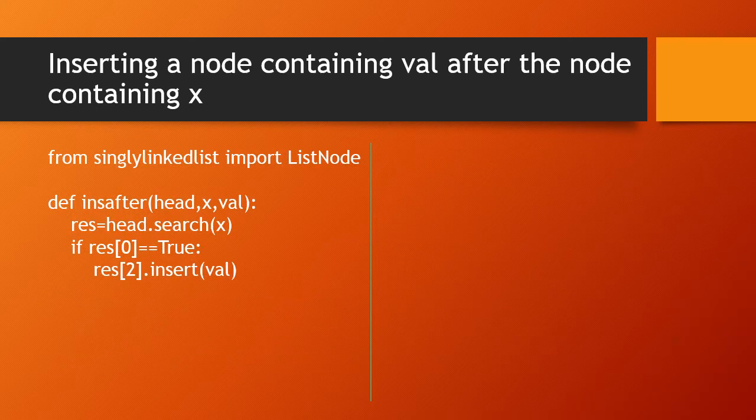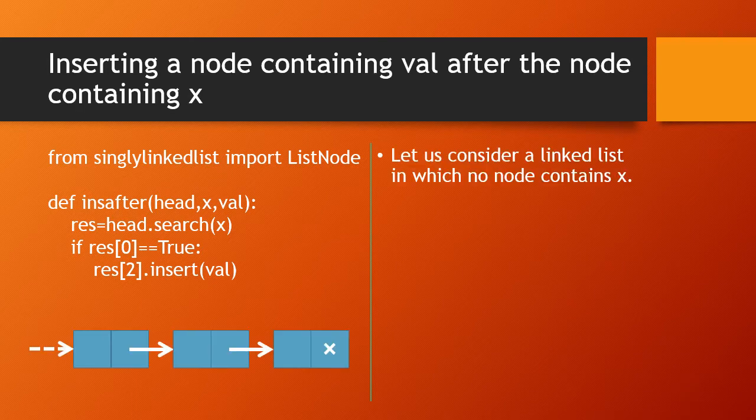But there is one more case that I want to discuss with you. Let us consider a linked list in which no node contains X. So we start from the head pointer and go all the way to the end of the list, but we do not find a node that contains X. My first question is, how much time would the search function take? The search function will have to check every node in the list, and let us suppose that there are n nodes. So the search will take O(n) time.